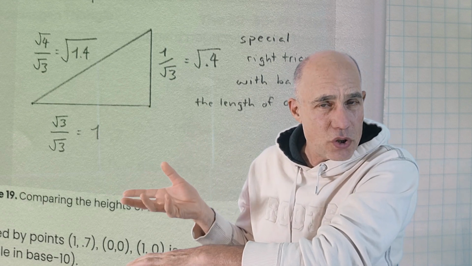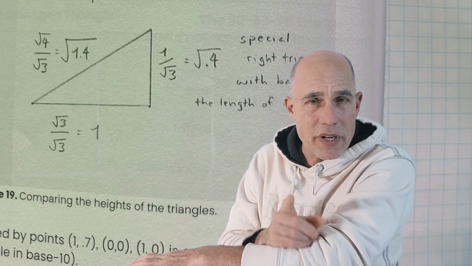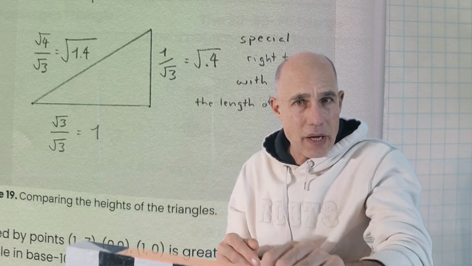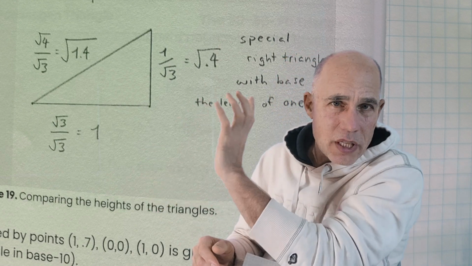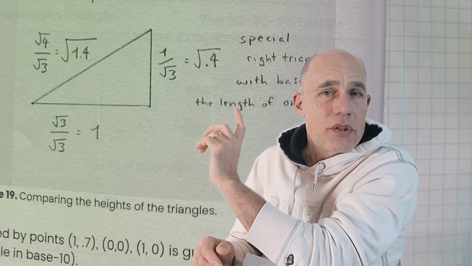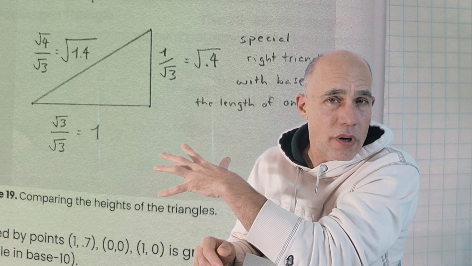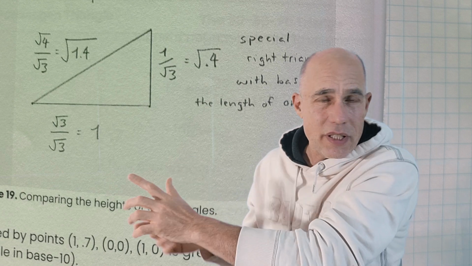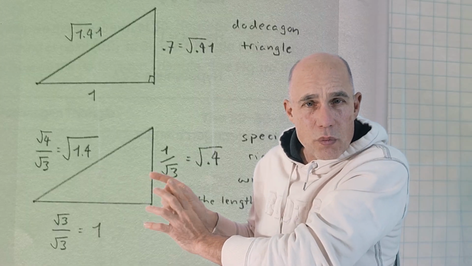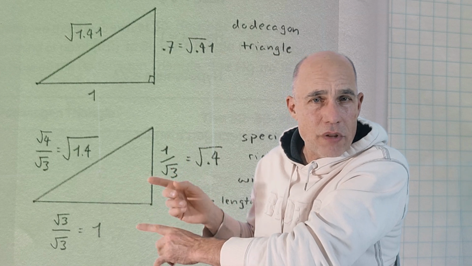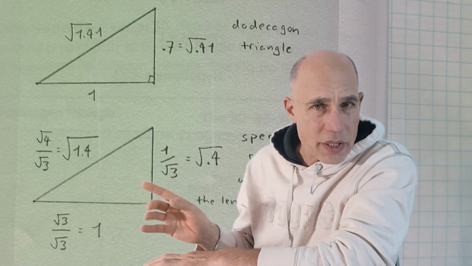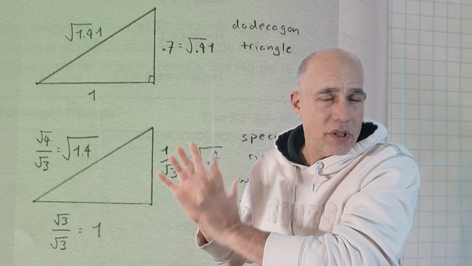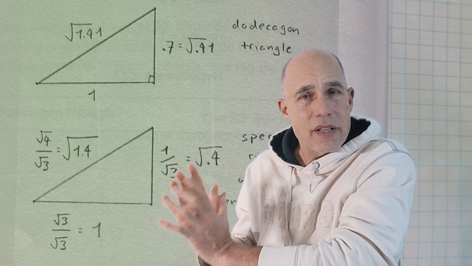Then 1 divided by the square root of 3. Remember, 1 divided by 3 in base 12 is 0.4. Okay, remember that. So 1 gives us the length of 0.4, so the square root of 0.4. And then the hypotenuse of this triangle is the square root of 1.4. So we can see now when we compare, we have 0.41 and 0.4. So what this shows us is that the line that's defining that triangle, defined by the points that define the dodecagon, is a little bit higher.